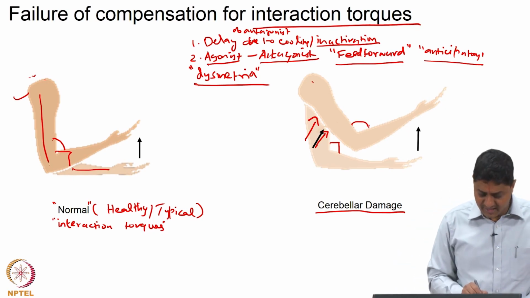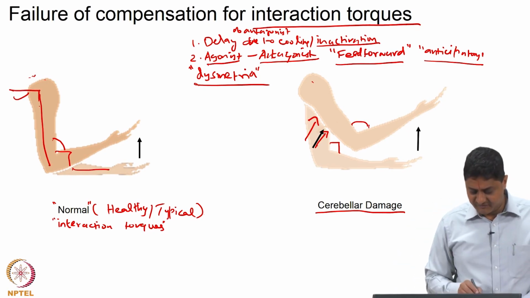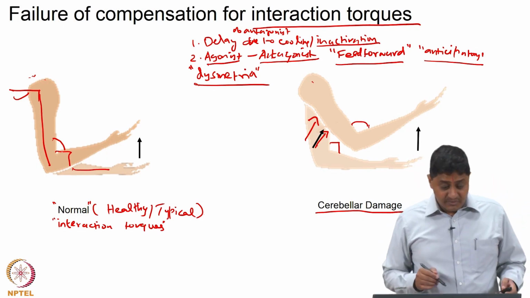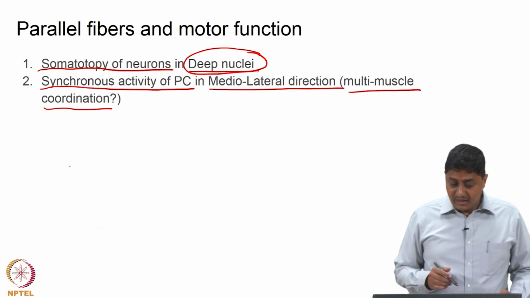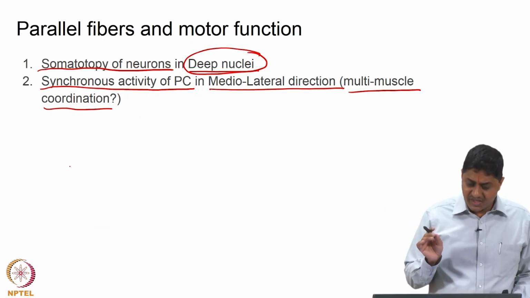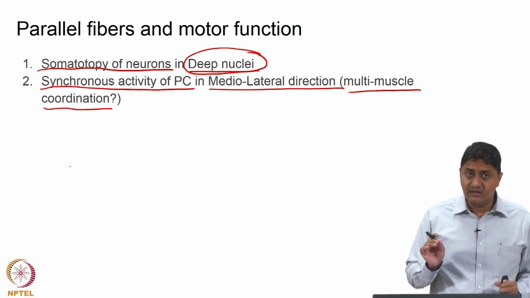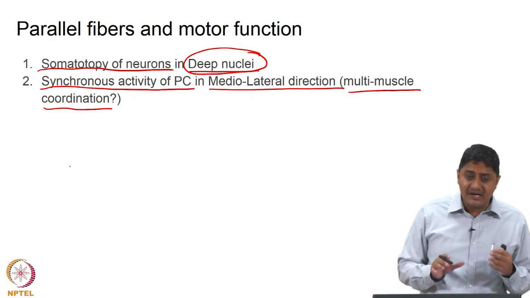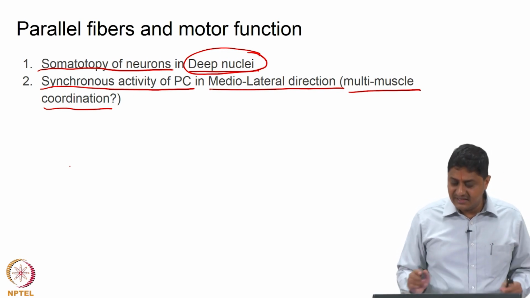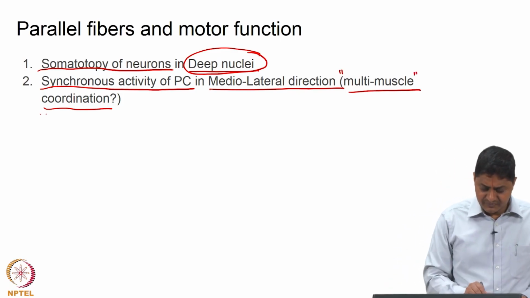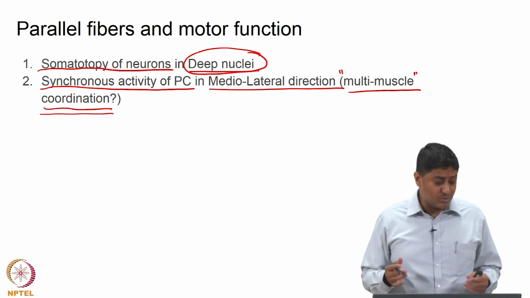That remains the same in both the configurations, that is what is shown, in the healthy individual. So, that means that probably the parallel fibers activate Purkinje cells in such a way that there is synchronous activity of Purkinje cells, or appropriately timed activity of Purkinje cells, that leads to multi-muscle coordination, right, and this is critical for movement control and movement modulation.